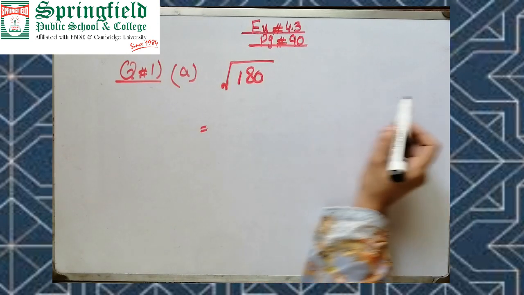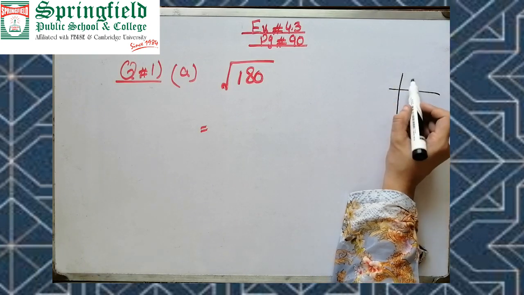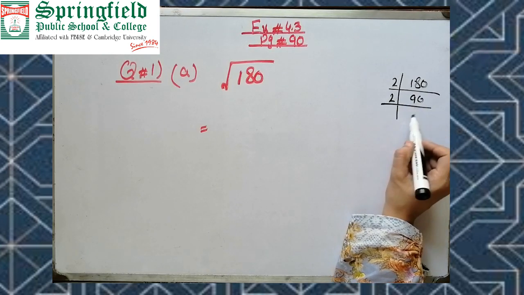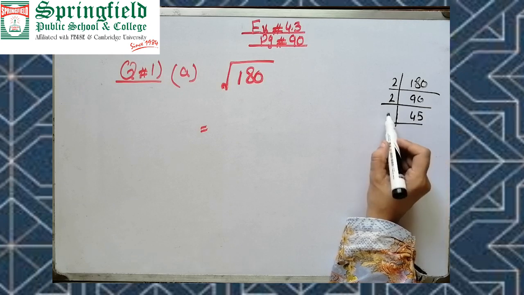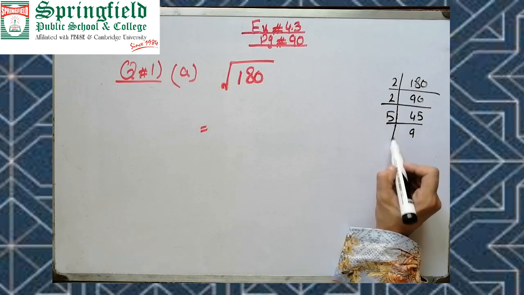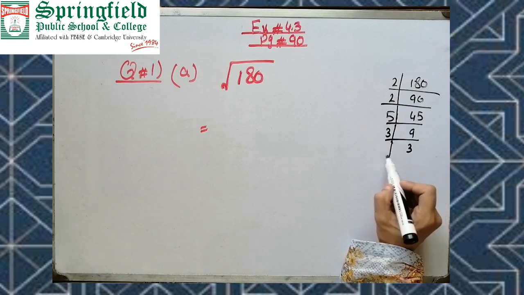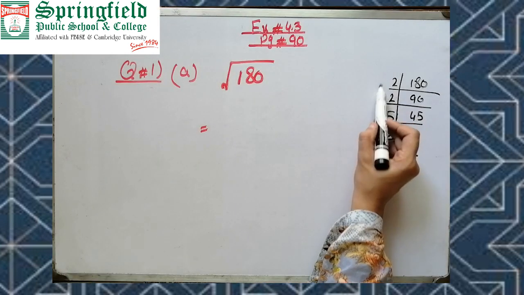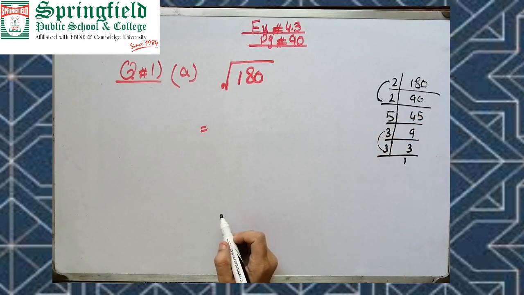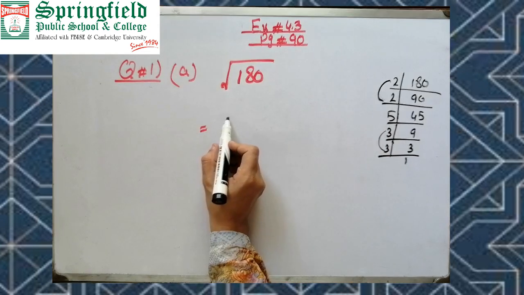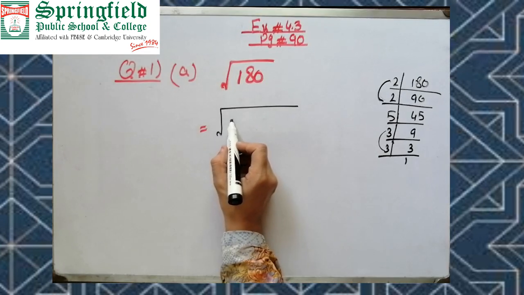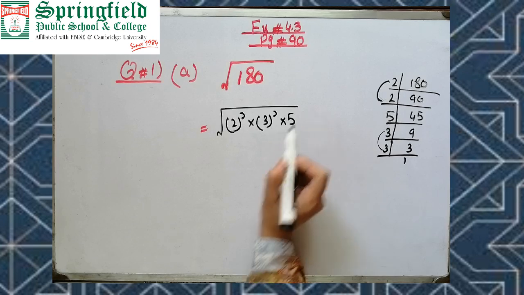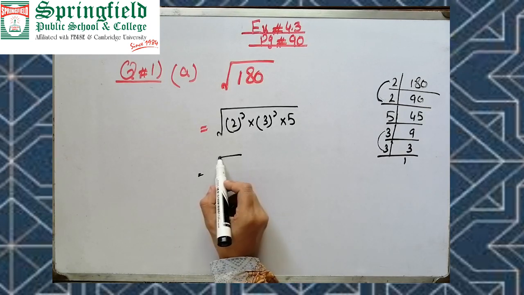We will find the factors of 180 by using the prime factorization. 2 9s are 18 and 0. 2 4s are 8, 2 5s are 10. 5 9s are 45. 3 3s are 9 and 3 1s are 3. So here we are talking about the square root. Make the square of factors and just 5 is left. So 2 square multiply 3 square multiply just 5. So it can be read separately.